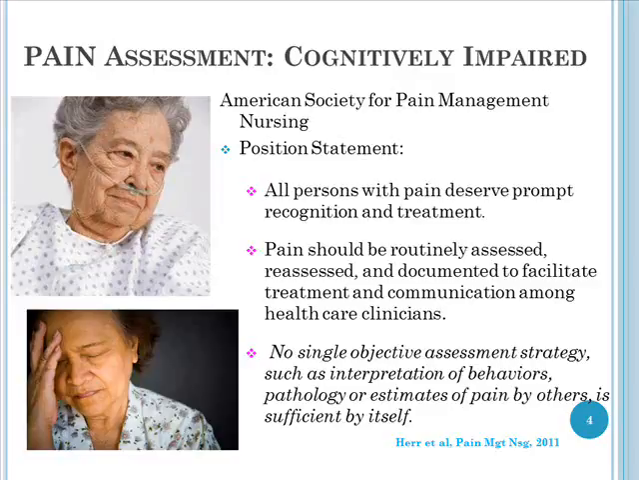The American Society for Pain Management Nursing has recently published an updated position statement about assessment of pain in persons unable to self-report, which speaks specifically to those who are cognitively impaired with dementia. The position statement states that all people deserve prompt recognition and treatment, that pain should be routinely assessed, reassessed, and documented to facilitate treatment and communication across clinicians, and importantly, that there is no single objective assessment strategy, such as interpretation of behaviors, looking at pathology, or looking at estimates of pain by others, that is sufficient by itself. It takes a combination of sources of information to identify pain in those that are cognitively impaired and unable to communicate their pain directly.